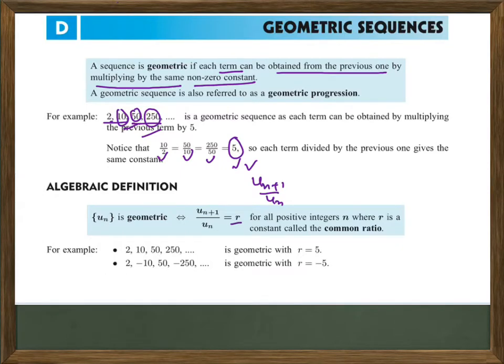The next example: 2, minus 10, 50, minus 250. How can we find the common ratio, I mean the value of r? This is the first term, this is the second term. So second term divided by first term: minus 10 divided by 2. What is it? Minus 5. Now the next, what is the third term? 50 divided by the second term, third term by second term. Third term is 50, second term is minus 10. So again minus 5. In this case our common ratio is minus 5.